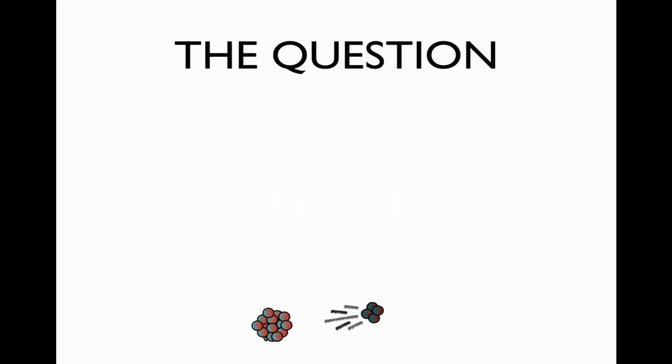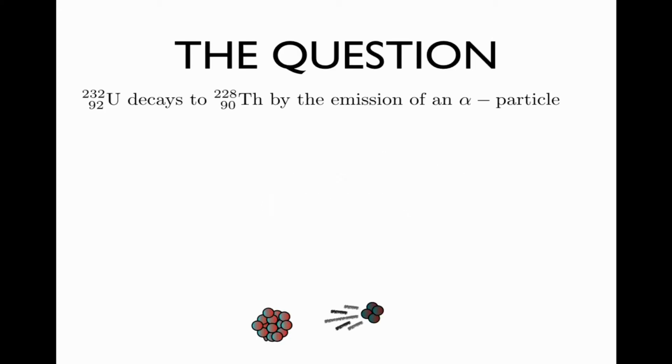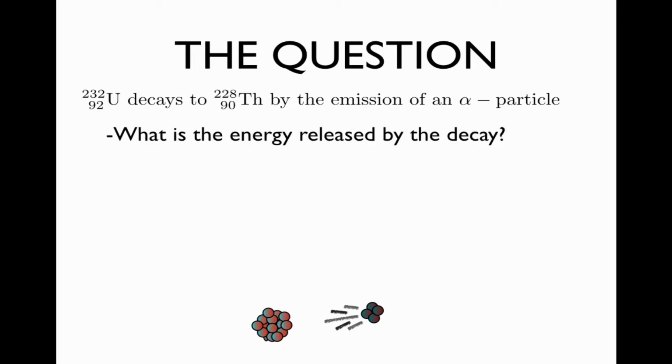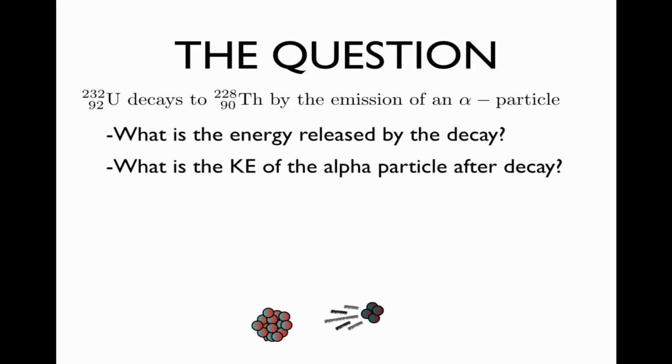This is video 29.2. We will be studying alpha decay. The question: a uranium atom decays to a thorium atom by the emission of an alpha particle. We'd like to know, what is the energy released by the decay? And what is the kinetic energy of the alpha particle after decay?